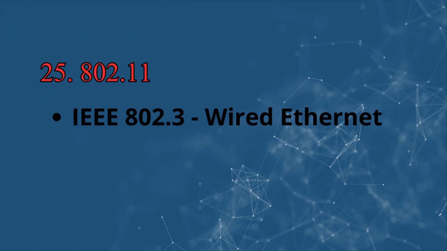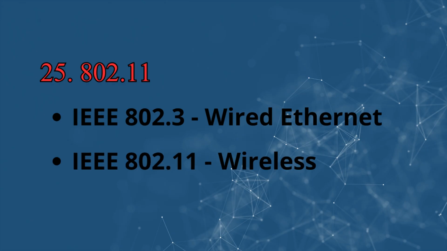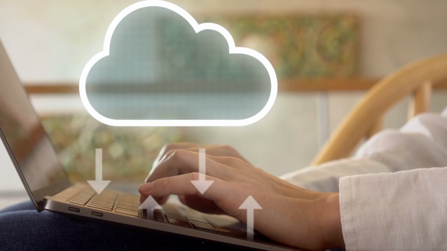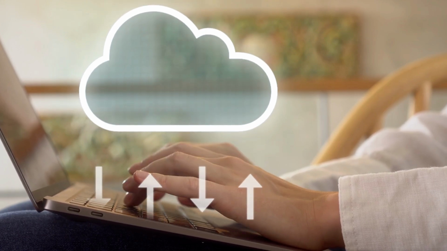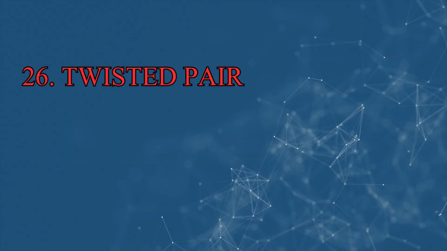Number 25. 802.11. While 802.3 defines wired Ethernet, 802.11 defines wireless local area networking, also known as Wi-Fi. So instead of cables, it defines communication over the air, such as for example radio frequencies. Basically it covers Wi-Fi.